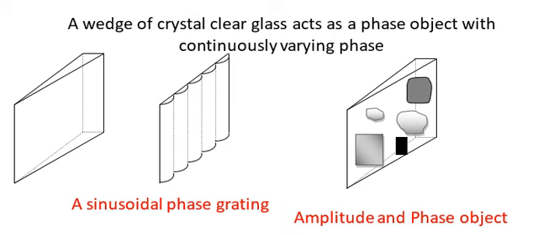And on the rightmost object we have embedded some objects in the wedge of crystal clear glass. You can see some objects over there, and this forms an amplitude and phase grating. So when the light passes through such an object, the phase of course will change from point to point due to the thickness of this wedge, and at the same time there are some objects embedded in it having varying amplitude, so this will also act as an amplitude object. So this object is actually an amplitude and phase object.